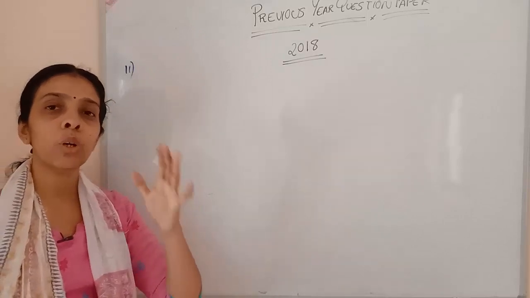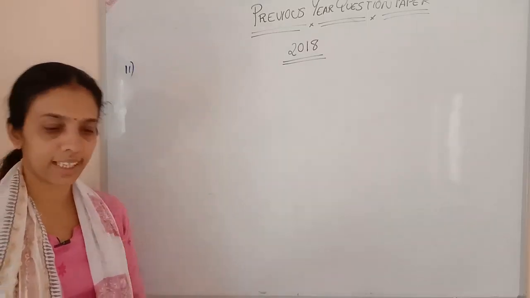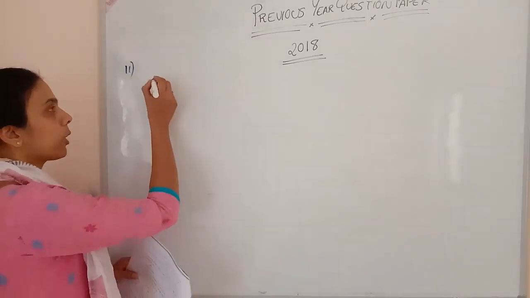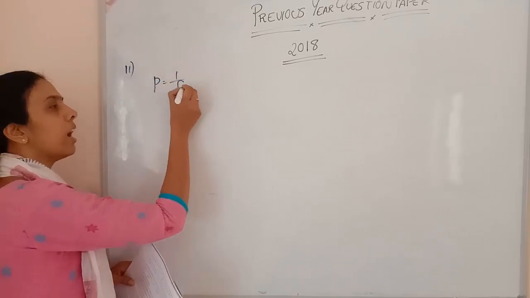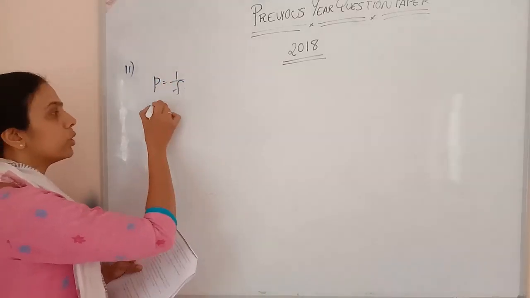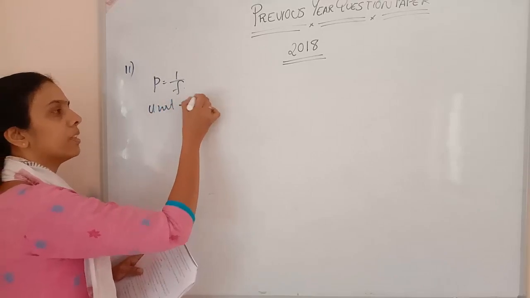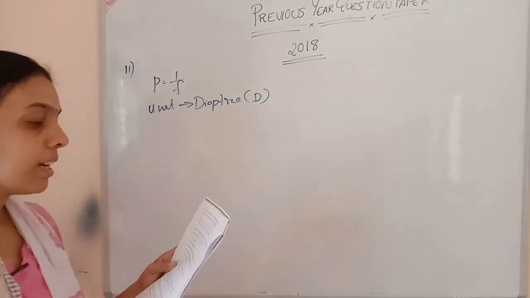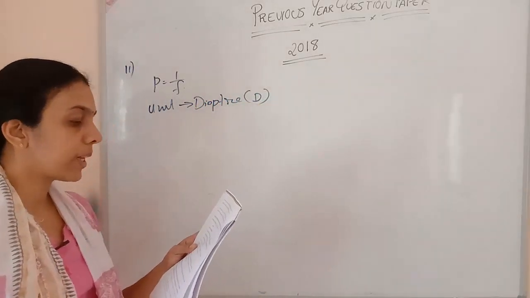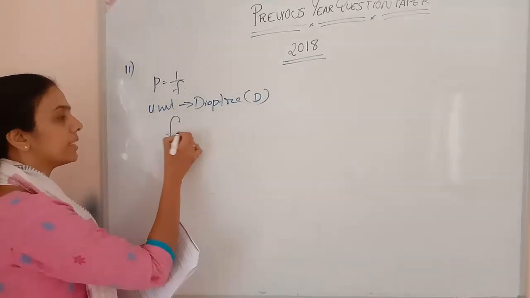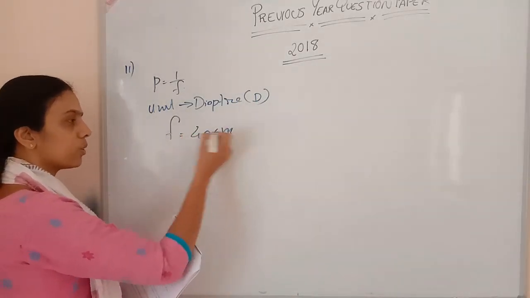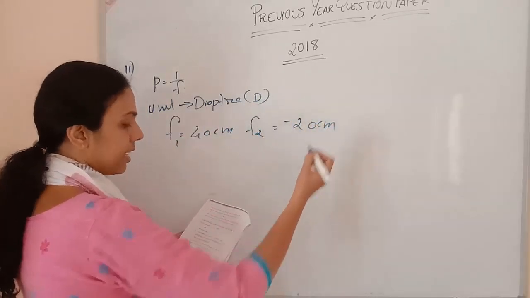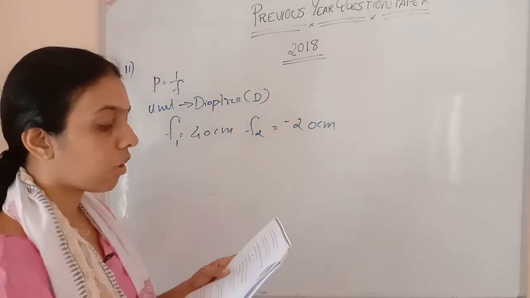It is the ability to converge or diverge the light ray. That is power, or we can define it as the reciprocal of the focal length. Its SI unit is diopter, and representation is D. A student uses a lens of focal length 40 centimeter, another is using minus 20 centimeter. Write the nature and power of each lens.